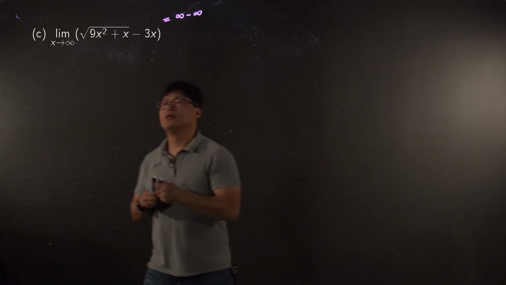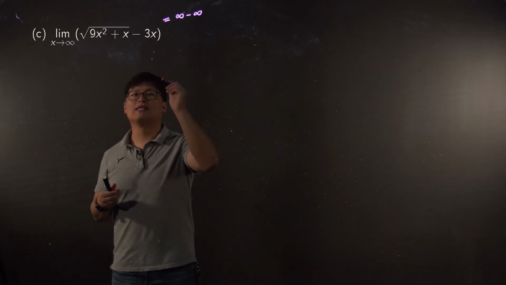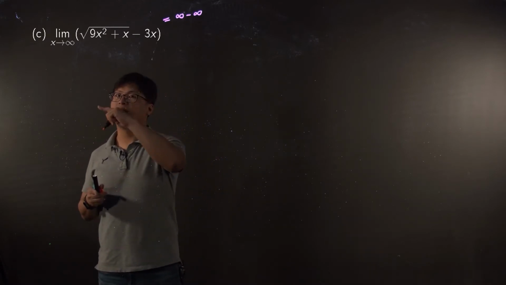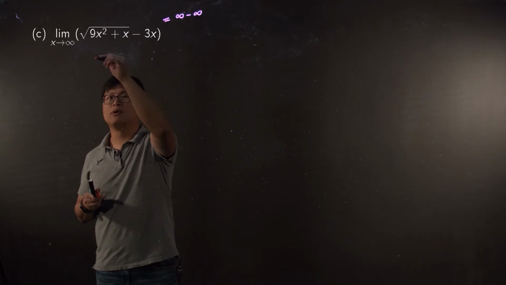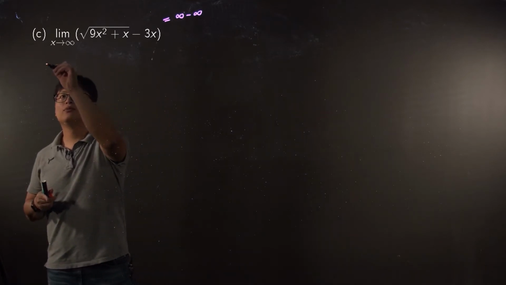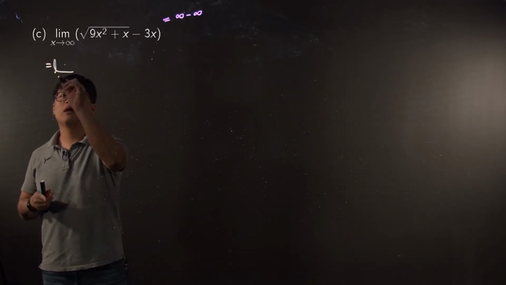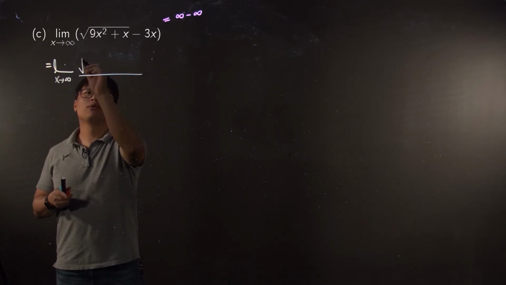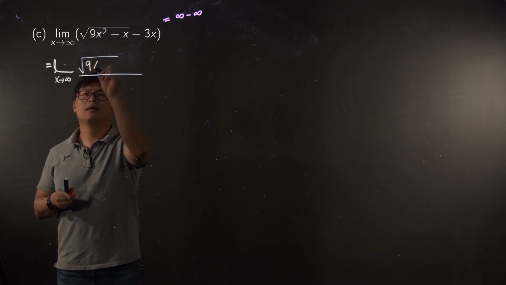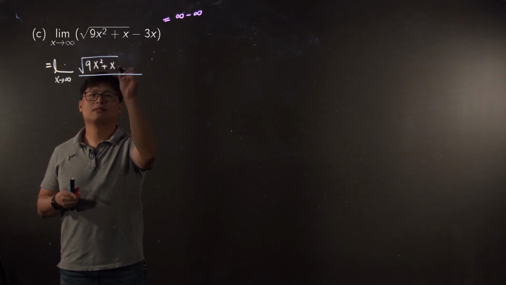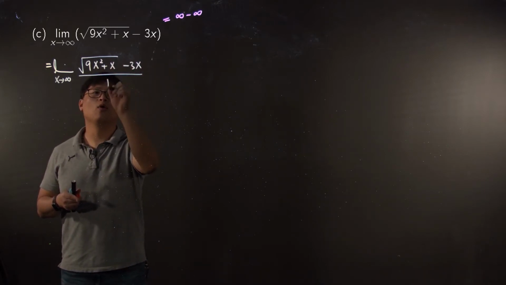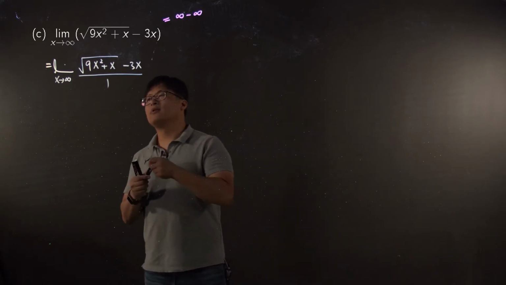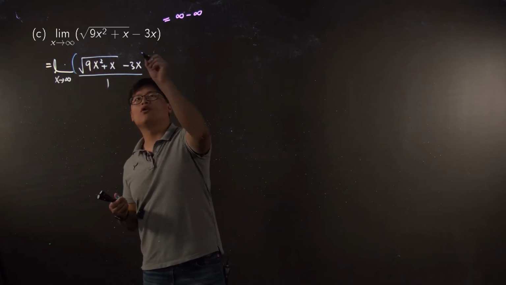Here we go. What we're going to do is write this one in fraction form. Then we will multiply by the conjugate, as we did in the previous problem. It is similar. So it is the limit as x goes to infinity of square root of 9x squared plus x minus 3x, over 1. As we did before, we will multiply by the conjugate of this.